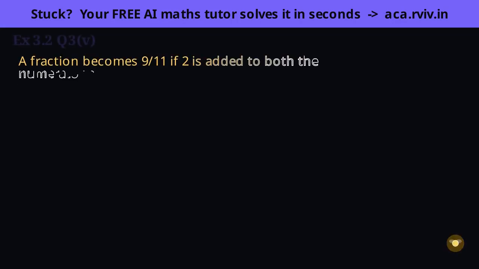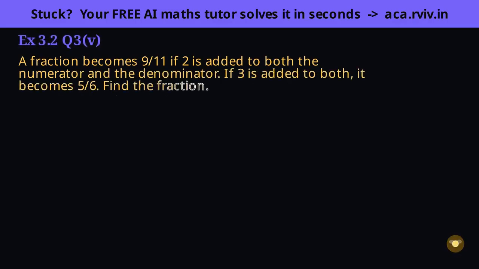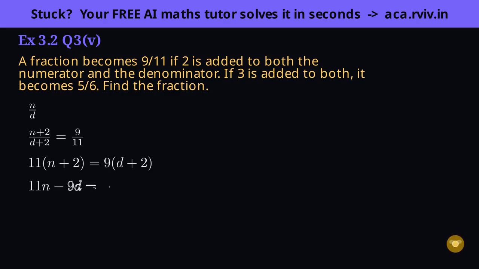Becomes a fraction always means cross-multiply. Setup: call the fraction n over d. Each condition becomes an equation after cross-multiplying. First condition. Cross-multiply to remove the fraction. Expand and tidy.